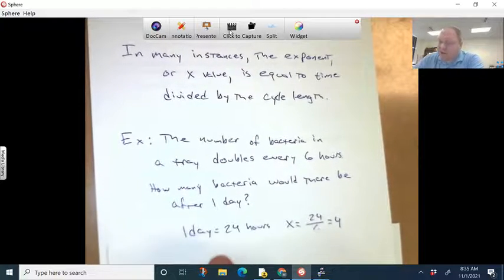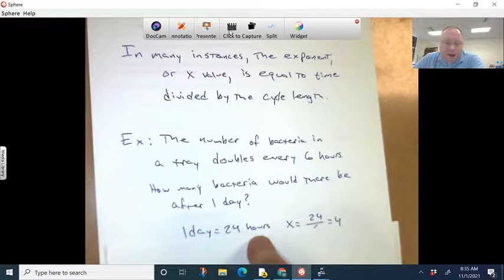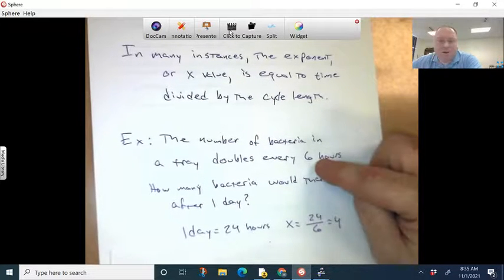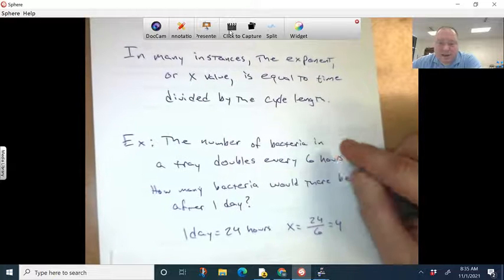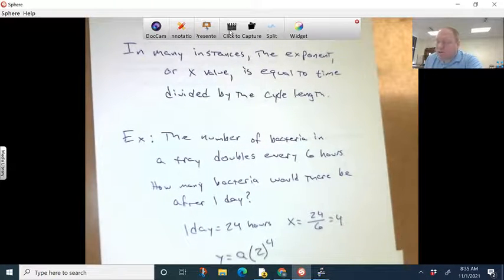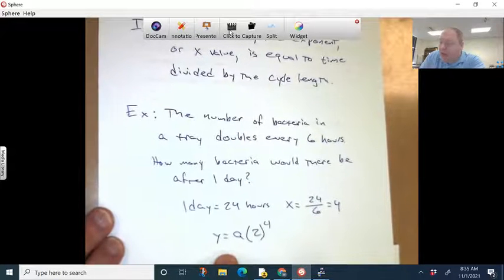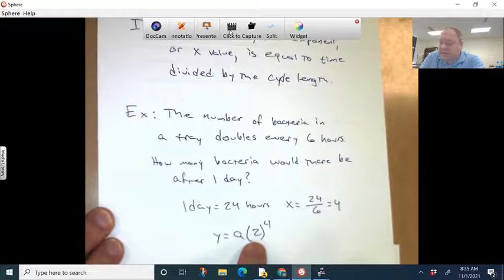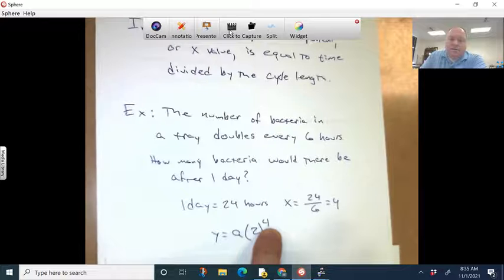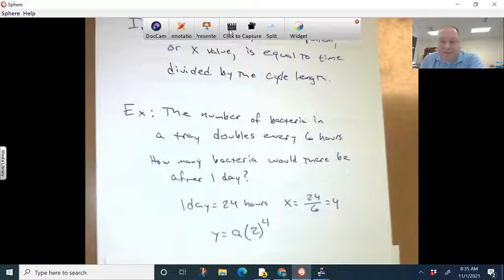The other thing is, 1 day is 24 hours. So I have to figure out how many of these cycles are going to occur in 24 hours. 24 divided by 6, because that's how long the cycle length is, would tell me that there would be 4 cycles over the course of 1 day. Since they didn't tell me how many bacteria, and normally we would, I just have y equals a times 2, because it's doubling, to the 4th, because there are 4 complete cycles.